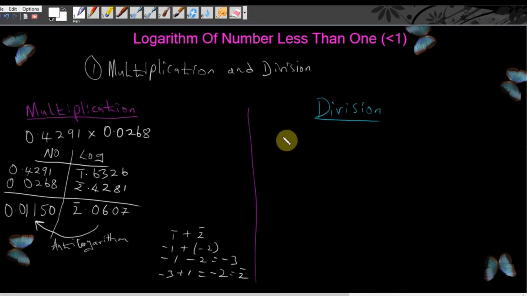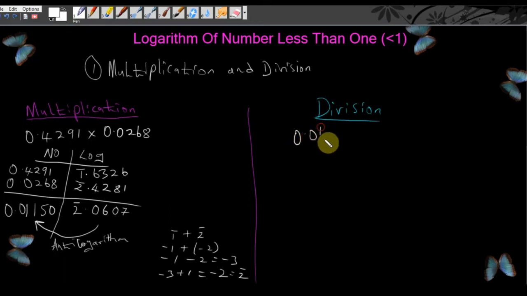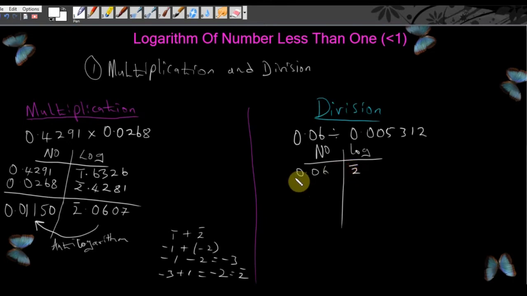Let's also solve one problem in this division. Under this division, the question is evaluate 0.06 divided by 0.005312 using logarithm table. Remember, rule your table. This number, this log column. Write down this one, 0.06. We know the characteristic is bar 2 because it's 0.0 before 6 point comes. You can equally write down this one, 0.005312. The characteristic is bar 3 point comes.